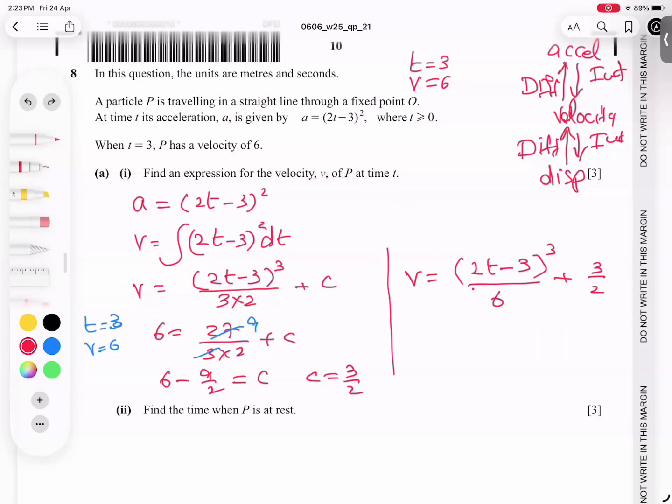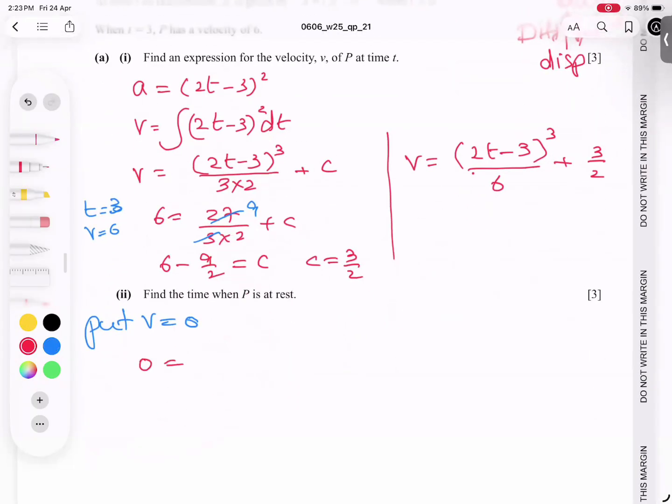Alhamdulillah, we have done it. Now he is saying to find the time when P is at rest. What does rest mean? We have to put velocity 0 here. So when I plug in velocity 0, we'll get the time. There is a lot of algebra here to find the t value, and I'm going to find it. First of all, I'll bring this to the other side. No problem at all. So I get (2t minus 3) whole cubed by 6 is equal to negative 3 over 2.